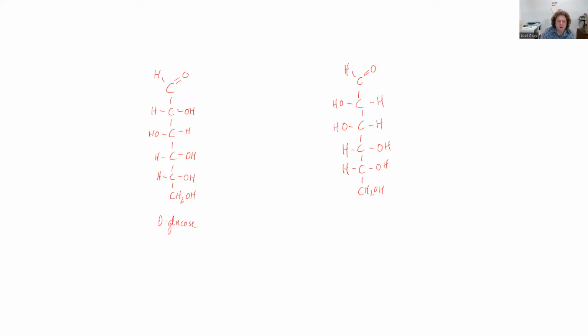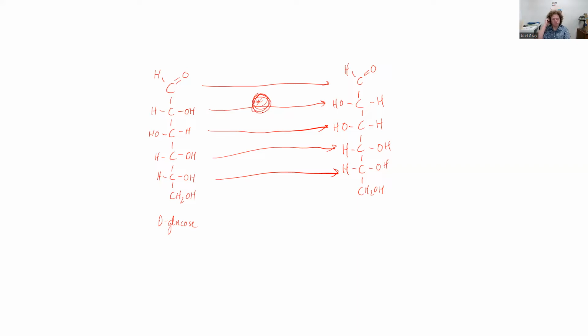If you compare carbon by carbon, 1, 2, well, 2 is different. So I'm going to put a little star there. 3, the same. 4, the same. 5, the same. The only difference is carbon number 2. So this singular difference makes these two sugars diastereomers. But more specifically, since there is a variation of only one carbon, these are epimers.